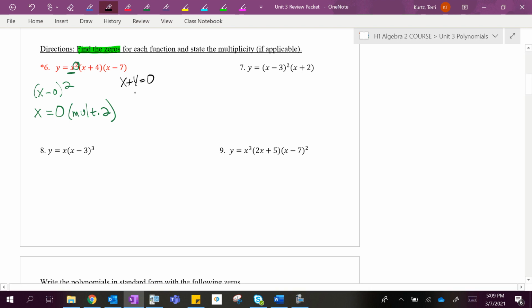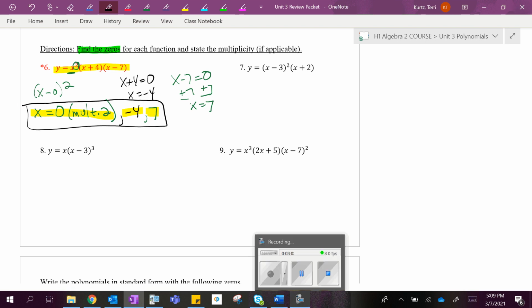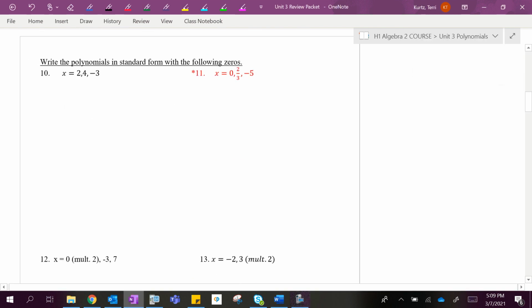Next, we set x plus 4 equal to 0, and we get negative 4. So that becomes one of our zeros or roots. And then we set x minus 7 equal to 0, and we get x equals 7. So our zeros for this polynomial are 0, multiplicity of 2, negative 4, and 7. Again, if you need more review on that, you might want to go back, look at our notes, and see further detail. Okay.